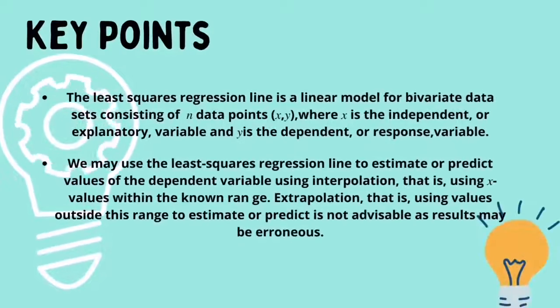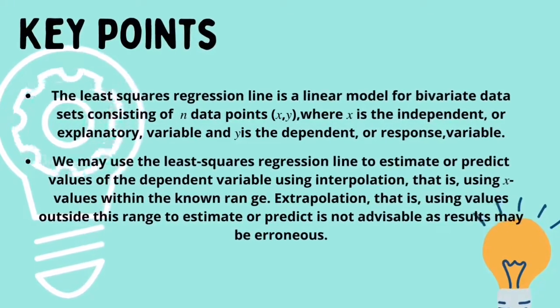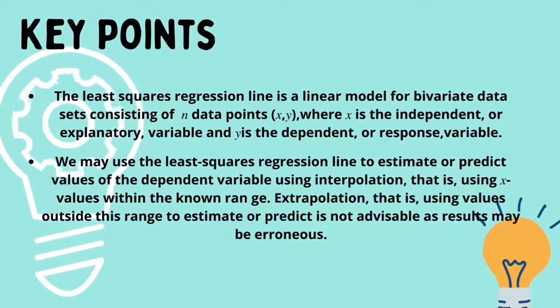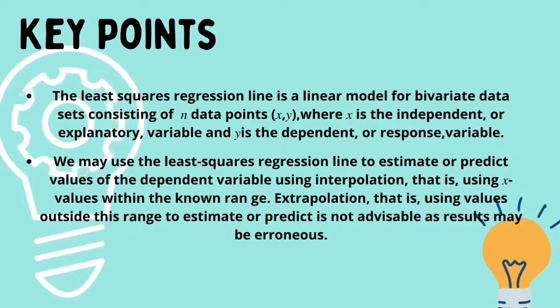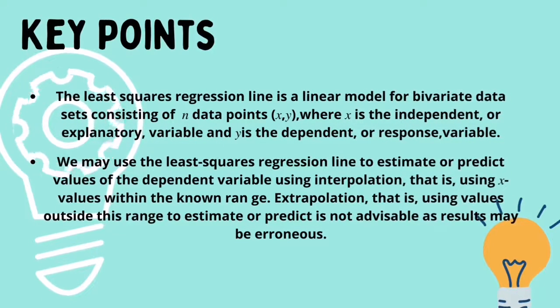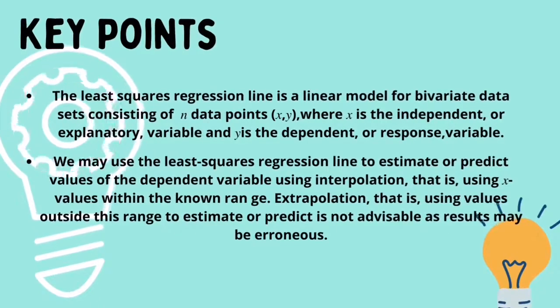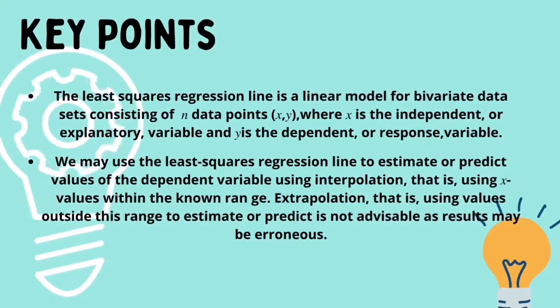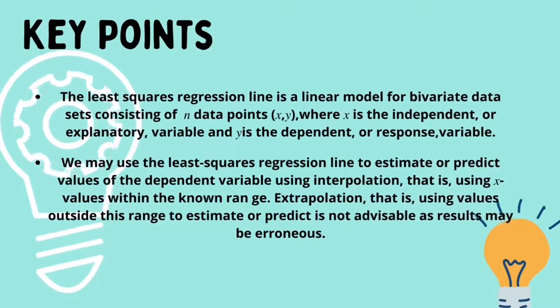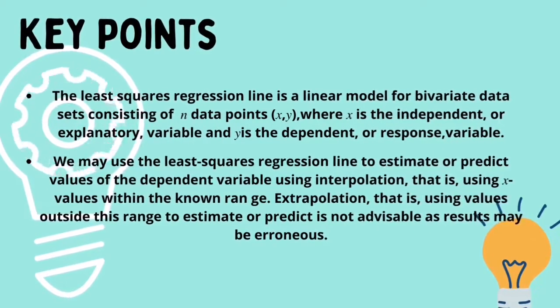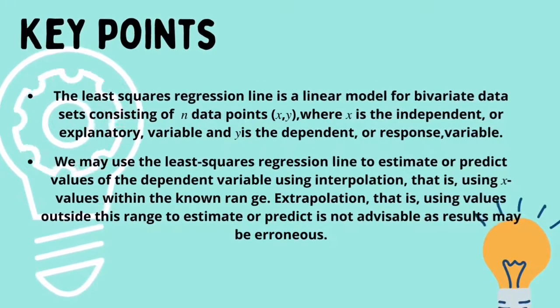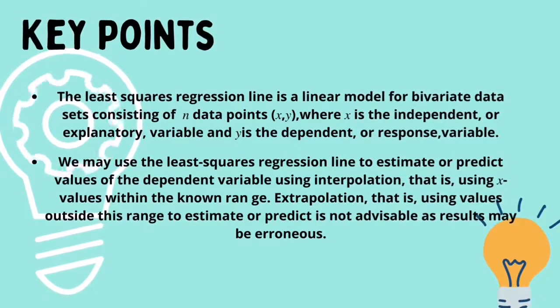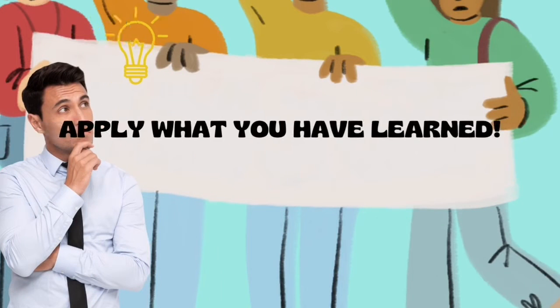The least squares regression line is a linear model for bivariate data sets consisting of n data points of x and y, where x is the independent or explanatory variable and y is the dependent or response variable. We may use the least squares regression line to estimate or predict values of the dependent variable using interpolation, that is using x values within the known range. Extrapolation, that is using values outside the range to estimate or predict, is not advisable as the result may be erroneous. So we need to apply what we have learned in this lesson.